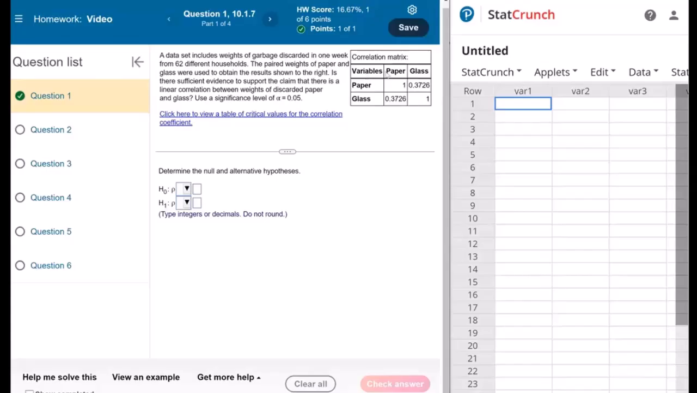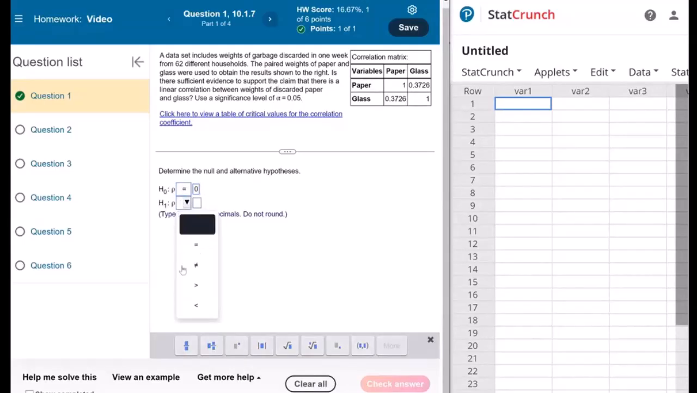If my variables are paper versus paper, it should be linear because it's exactly the same thing. If I have a pound of paper, I'm going to have a pound of paper, and so on. Paper and paper is 1, and glass is 1. First, we want to determine the null and alternative hypothesis. It's always going to be rho equals 0, and rho does not equal 0.